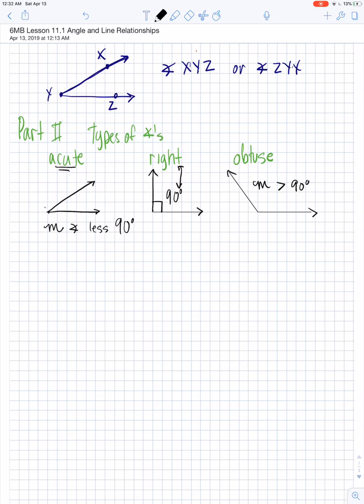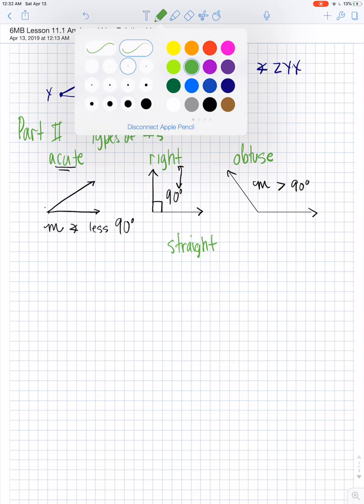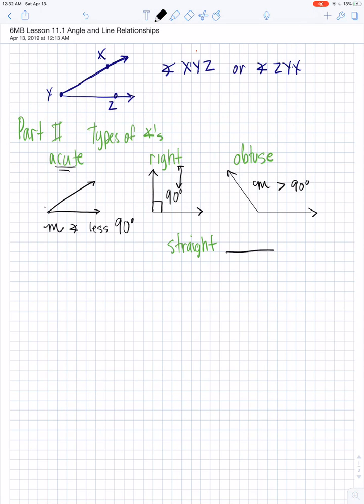And by the way, I guess we do have one more type of angle. We also have a straight angle. Well, that's kind of weird, but it's true. A straight angle is just a line like this. Well, that is equal to 180 degrees. So those are some types of angles.